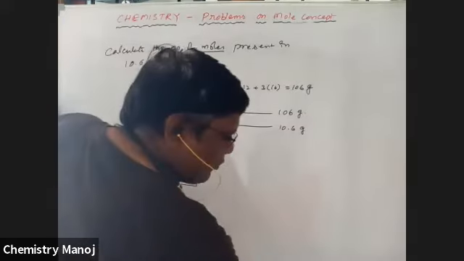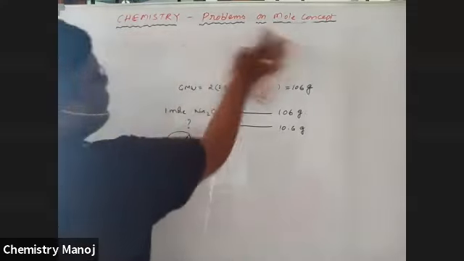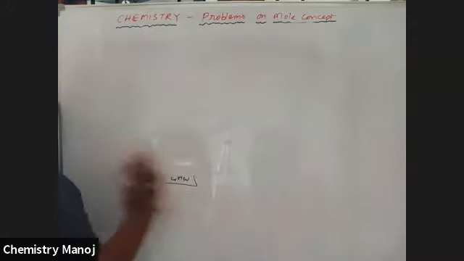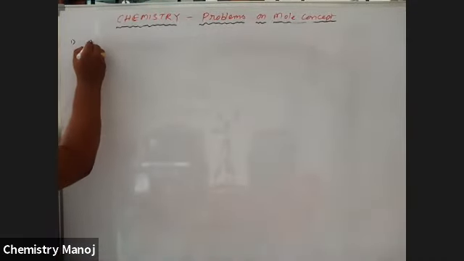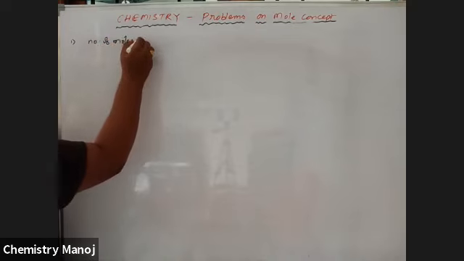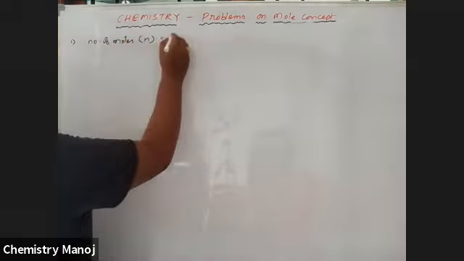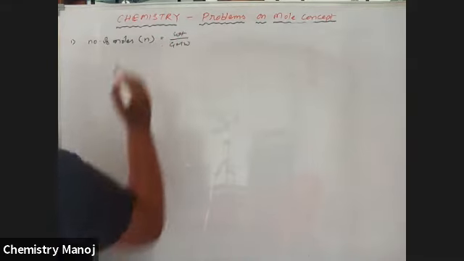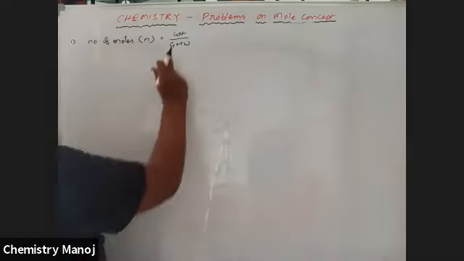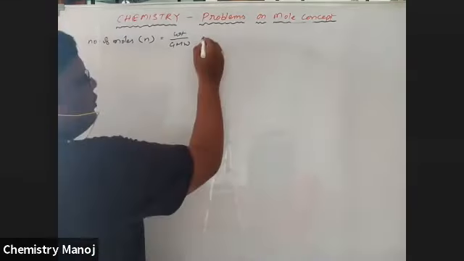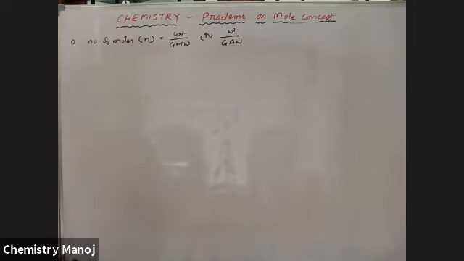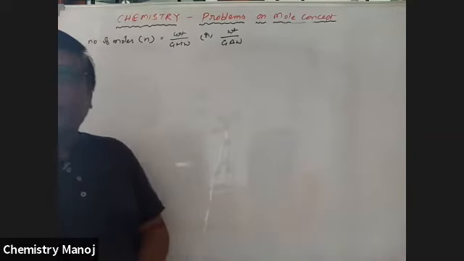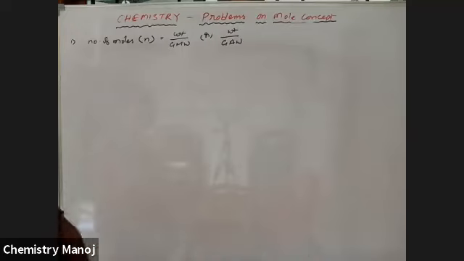Now I'm going to write the formula above. The number of moles, indicated with the letter small n, is equal to weight of the substance by gram molecular weight if molecules are given, or weight of the substance by gram atomic weight if atoms are given. So this is the formula used to calculate number of moles.